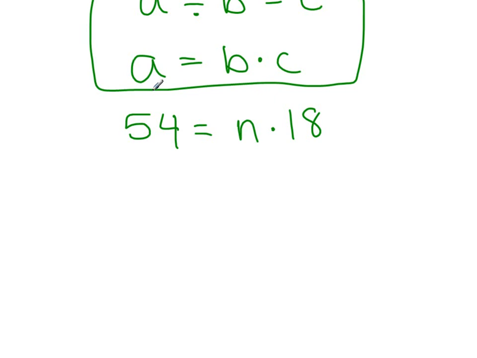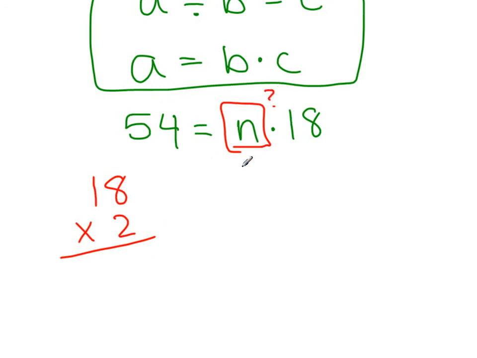Now I'm going to guess. I don't know. I'm going to start off easy. 18 times, I don't know, 2. I love multiplying by 2. So 2 times 8. I'm guessing, mind you. I'm trying to figure out what n is. I have no idea. So 2 times 8 is 16, carry the 1. 2 times 1 is 2, plus the carry is 3. That's not 54. So that's a terrible guess. I misled you. Let me try another number.